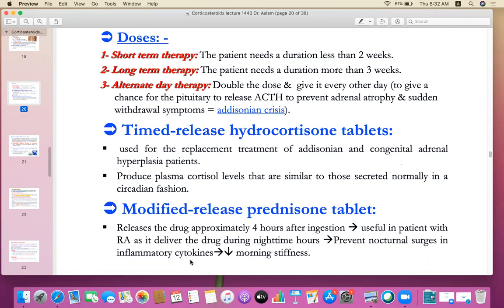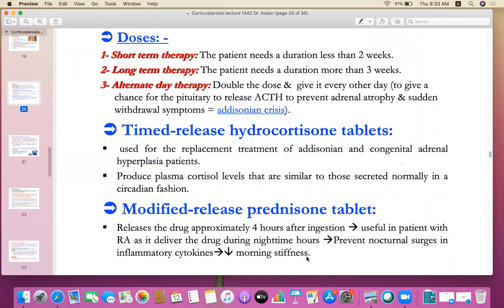Surge means the formation of inflammation. Generally, the rheumatoid arthritis patient feels the pain and inflammation more at nighttime as compared to daytime. That's why, if there is nighttime pain, the patient is not able to sleep, and there is a chance of morning stiffness, and the patient in the morning is stiff, not able to move. So the patient of rheumatoid arthritis should be advised to take the drug in the evening.